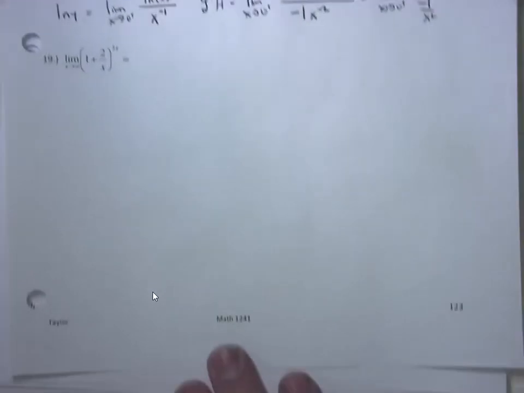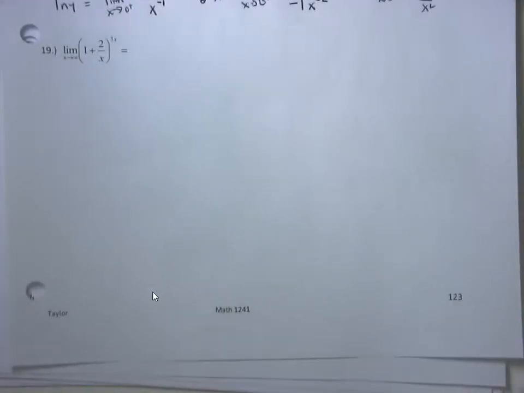Take a look at this guy here. Again, you got one on WebWork, you got one on your homework set, just like it, that's due on Thursday. Here it is. Take the limit as x approaches infinity of 1 plus 2 over x raised to the 3x.